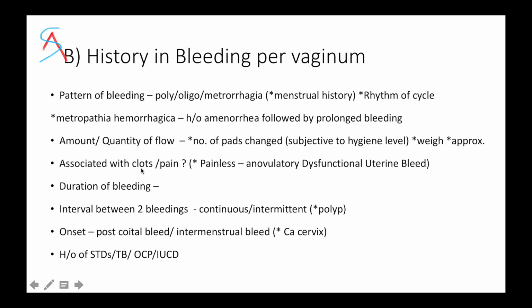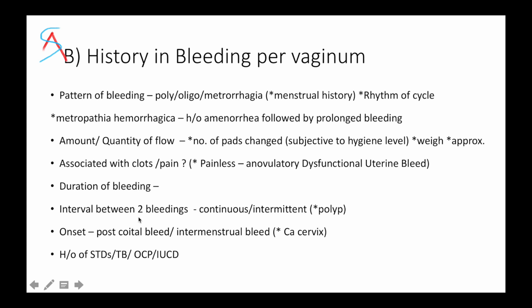Generally if there is any clot, it means bleeding is high. Therefore you can use the words excessive amount of bleed because there is clotting. Generally menstrual blood would not have any clot because of fibrinolysin, whether it is with pain or not. Painless bleeding would be there in anovulatory DUB.